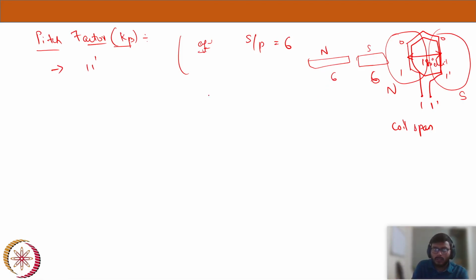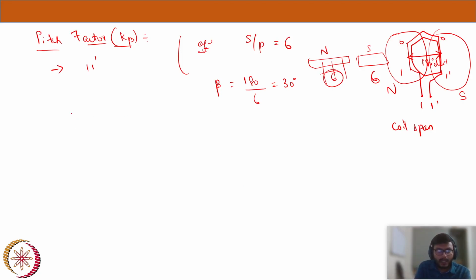Now the beta we will take as 180 by 6, which is nothing but 30. So each slot will have 30 degrees of slot pitch. There are six slots under each pole.